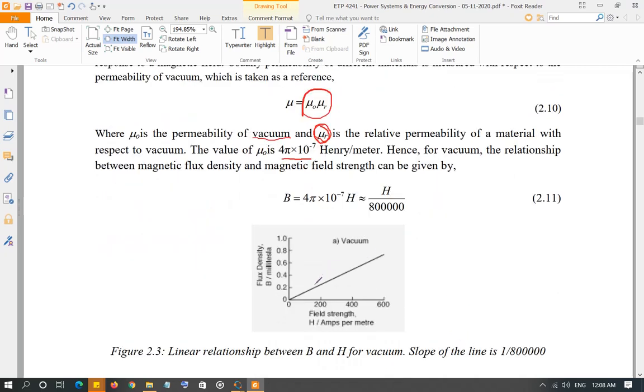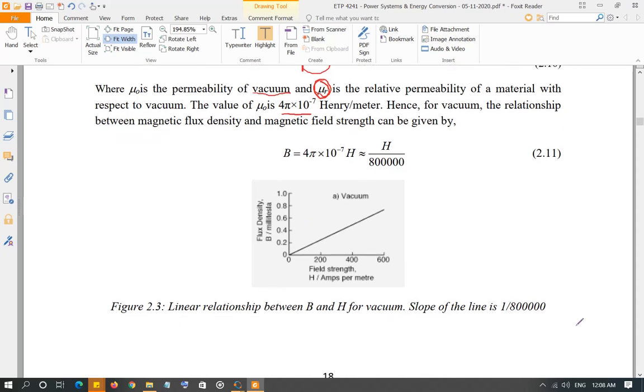So vacuum never magnetizes. No matter how much current is flowing through the vacuum, it will never magnetize. That's why it is always a linear relationship between the magnetic field strength and magnetic flux density through a vacuum, and through air as well. Air is also considered to have the same characteristic as vacuum.